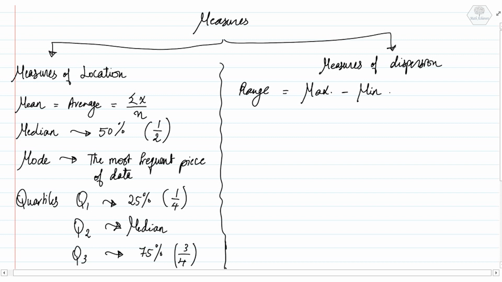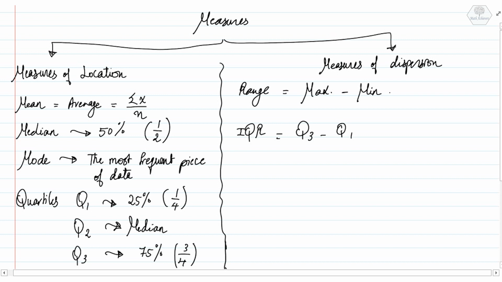I have another measure of dispersion, which is the IQR. IQR is called the interquartile range. The interquartile range is equal to the third quartile minus the first quartile.